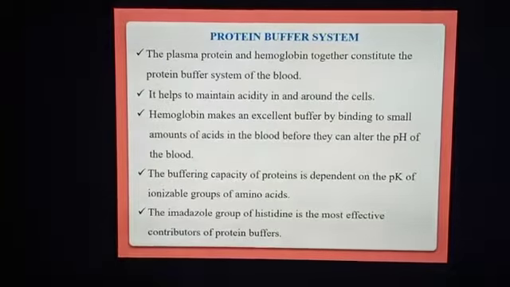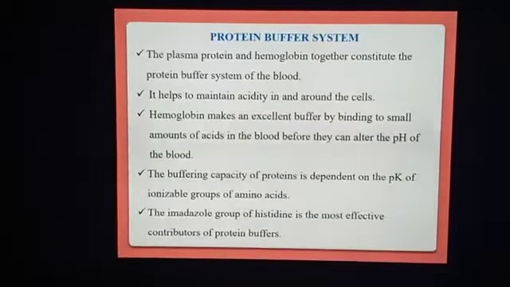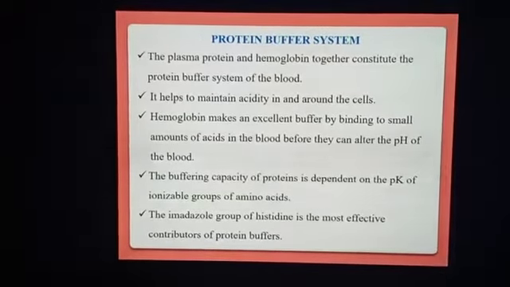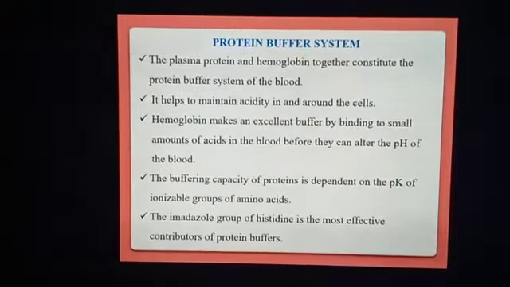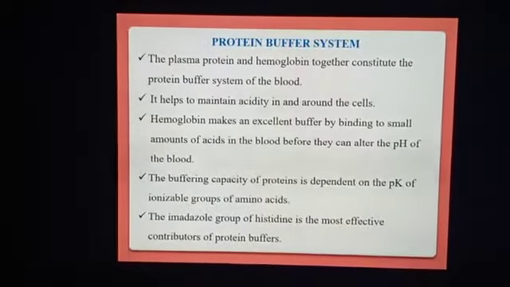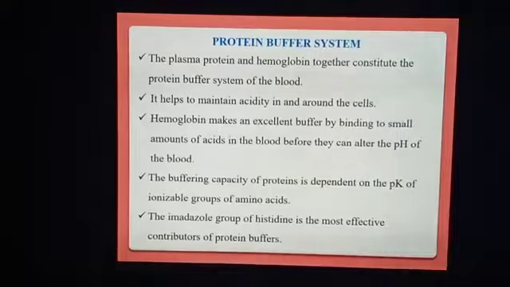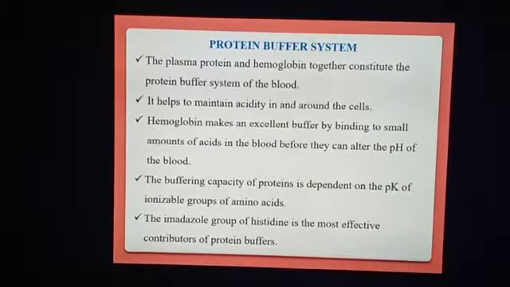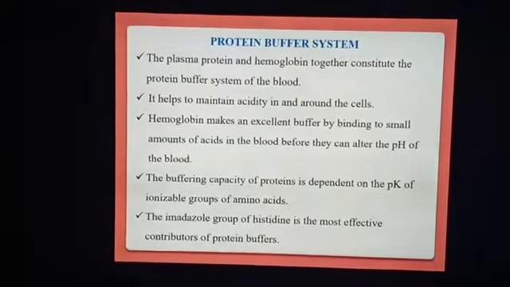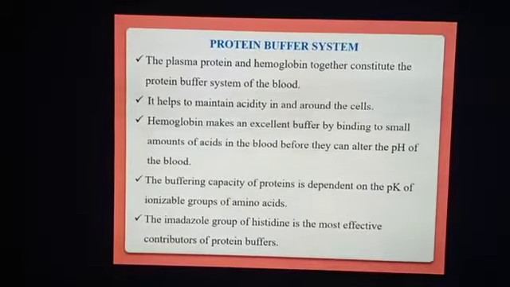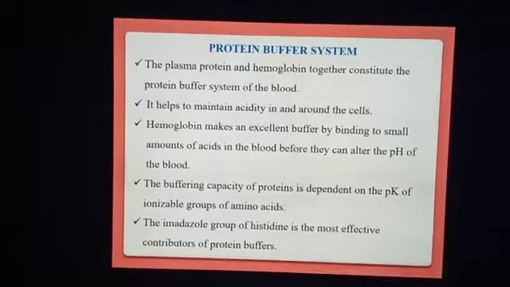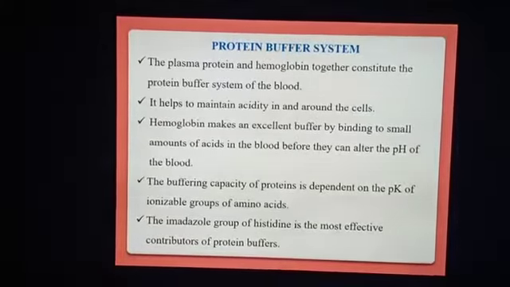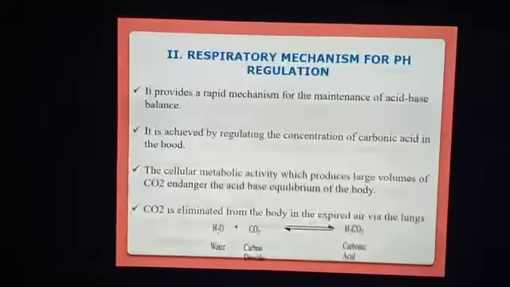Then the protein buffer system. The plasma proteins and hemoglobin together constitute the protein buffer system of the blood. It helps to maintain acidity in and around the cells. Hemoglobin makes an excellent buffer by binding small amounts of acids in the blood before they can alter the pH of the blood. The buffering capacity of protein depends on the pKa of the ionizable groups of amino acids, and the imidazole group of histidine is the most effective contributor to protein buffering.